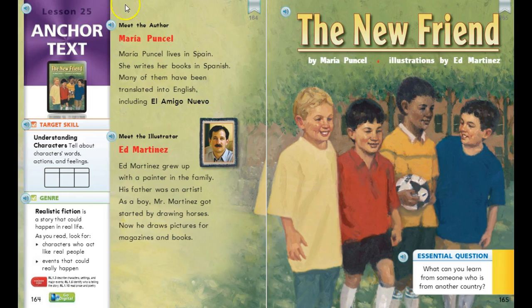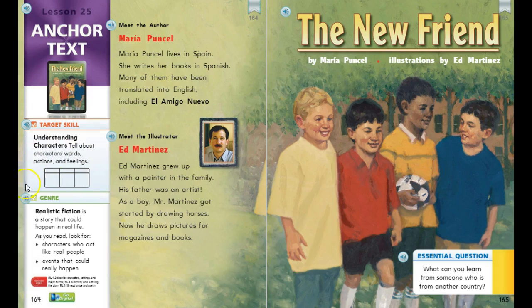Turn the page and let's meet our author and our illustrator, Maria Poncel. She lives in Spain and she writes her books in Spanish. Many of them have been translated into English, including El Amigo Nuevo, which is The New Friend. Our illustrator is Ed Martinez. He grew up with a painter in the family and his father was an artist. As a boy, he got started by drawing horses. Now he draws pictures for magazines and books.